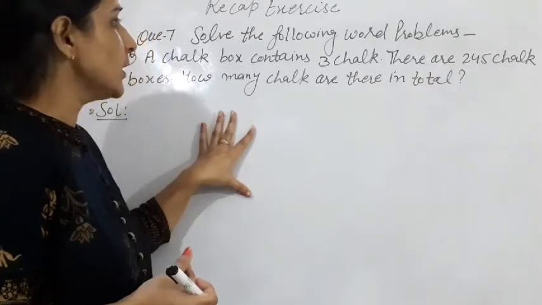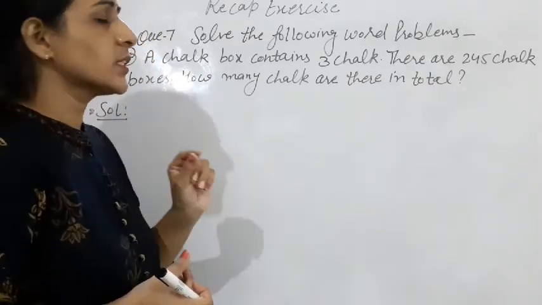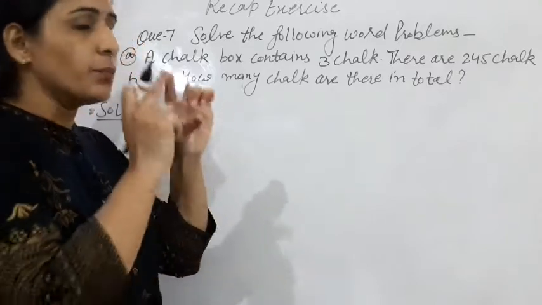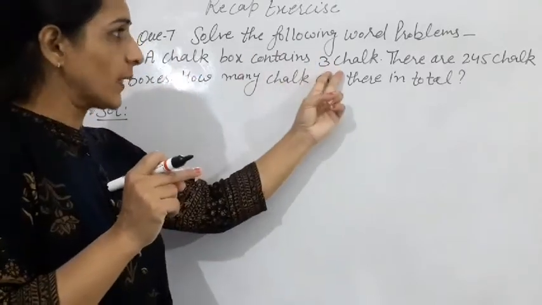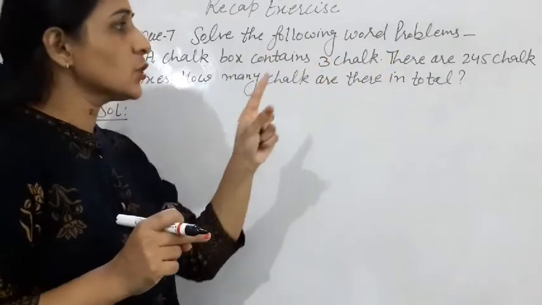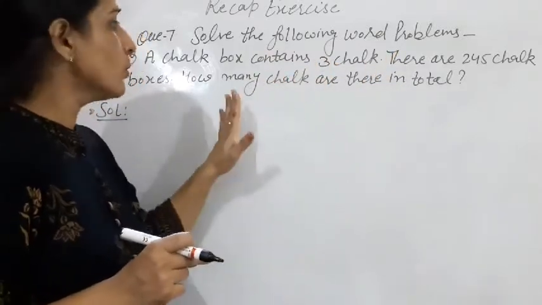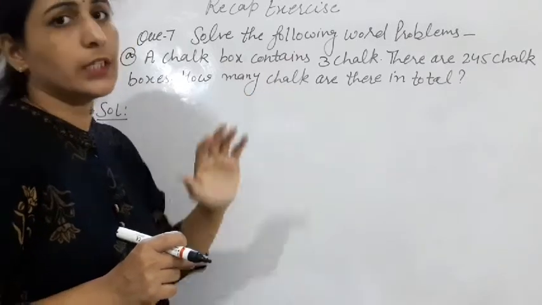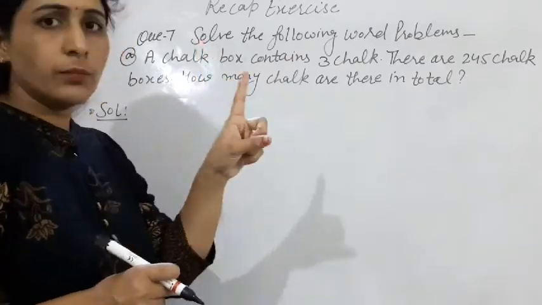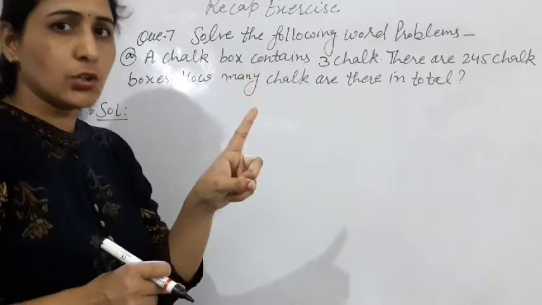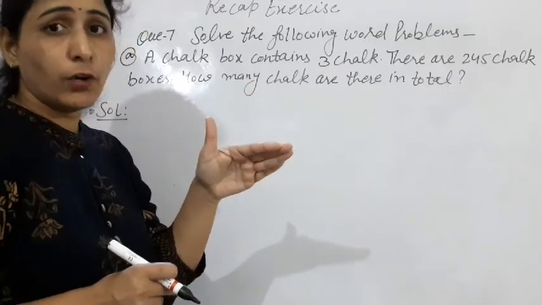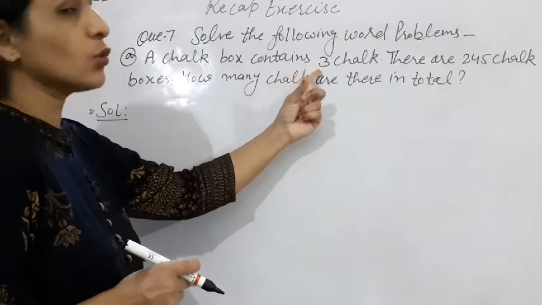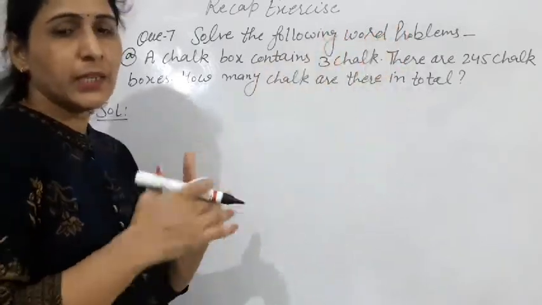It means the question is, in a chalk box there are 3 chalks. In a box there is 3 chalks. एक box में 3 chalks हैं. Clear? And number of the boxes is 245. So what we do, we will tell here then how many chalk are total there. Clear? So in one box there are only 3 chalks. So in 245 boxes we will find more ना. एक box में 3 chalk है तो 245 में ज़्यादा होंगे.